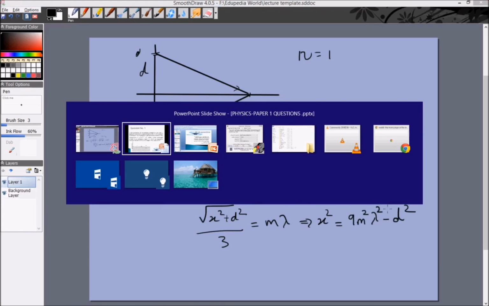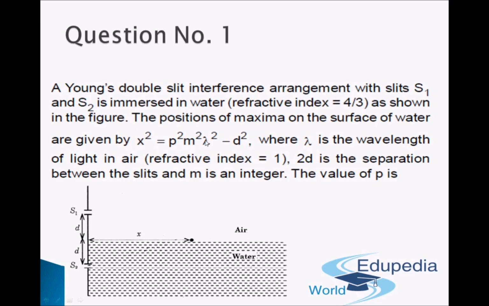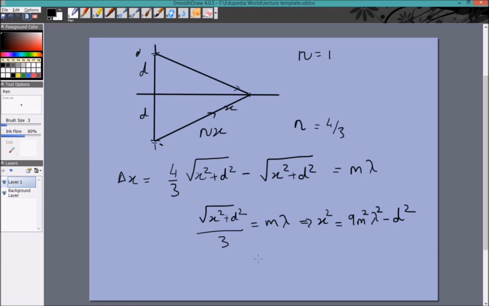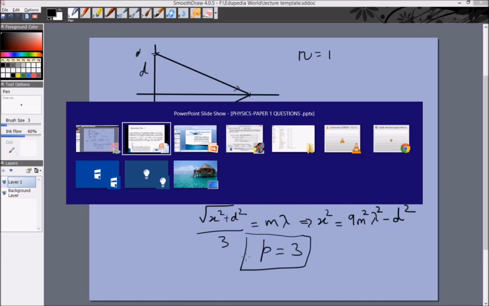Right. And we know that x squared is p squared m squared lambda squared minus d squared. So p squared has to be equal to 9. So p has to be equal to 3. This is the answer to this question. Let's look at the next one.